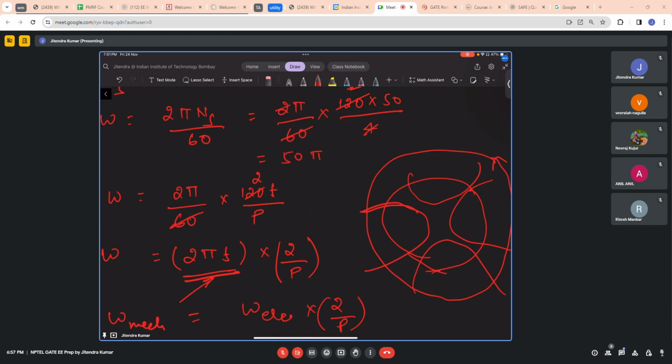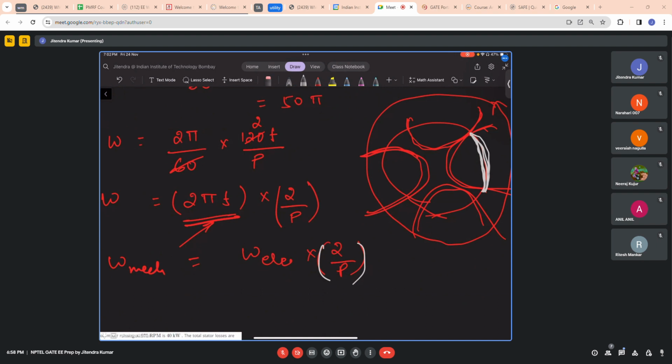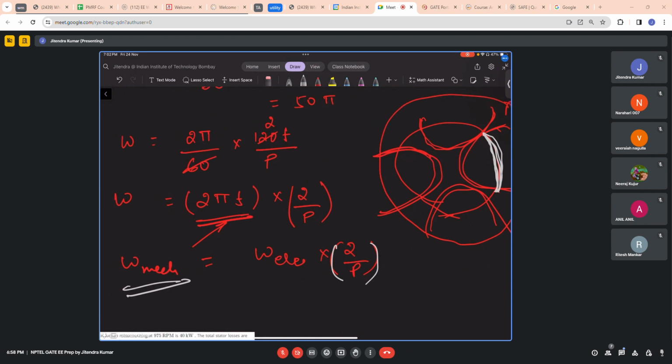That if there are four such flux loops, and one loop is completed, it means from this point to this point, one electrical loop is completed, but only 1/4 of a mechanical loop is completed, right? So that is why there is this factor 2 by p. And that 2 by p, we multiply to get mechanical speed. So, does that answer your question? Yes, sir. Okay, great.